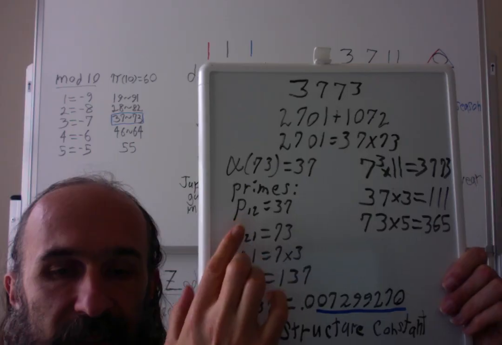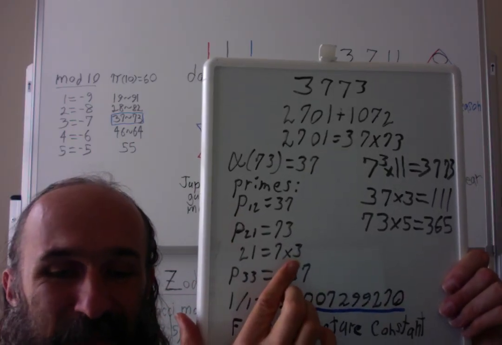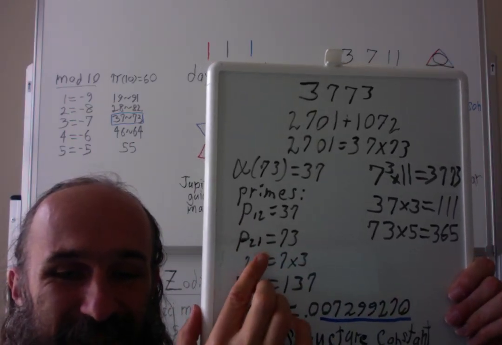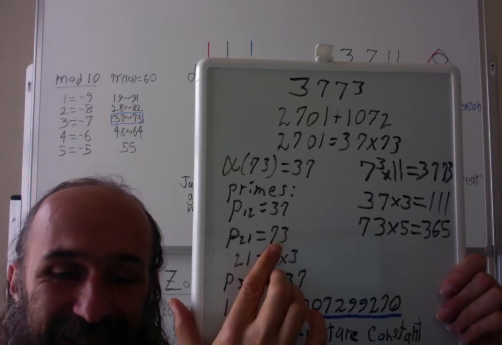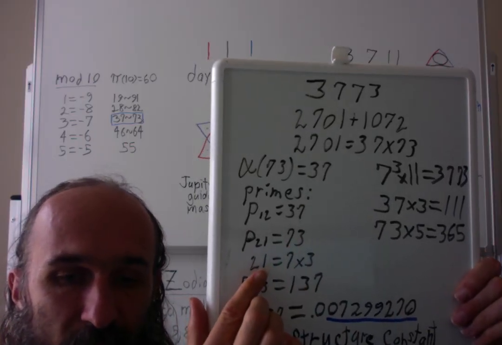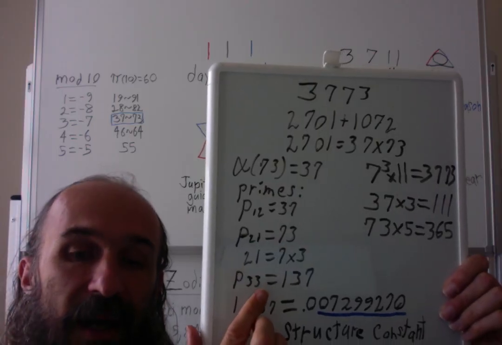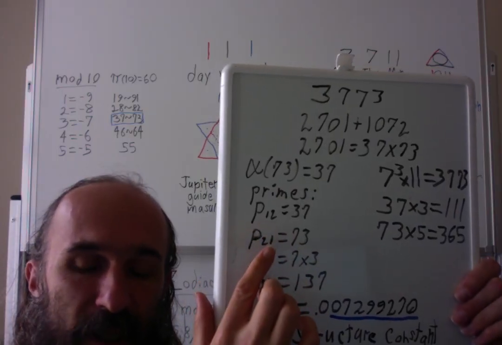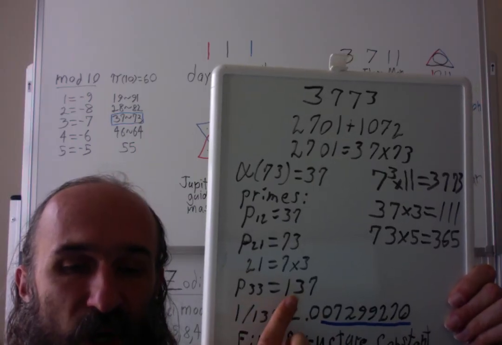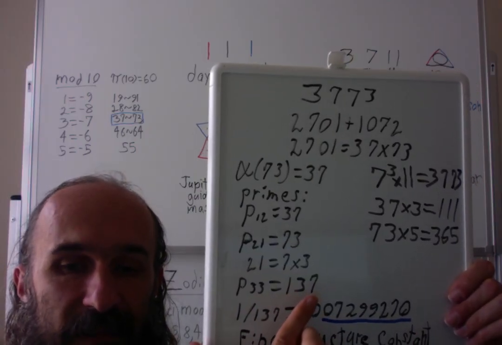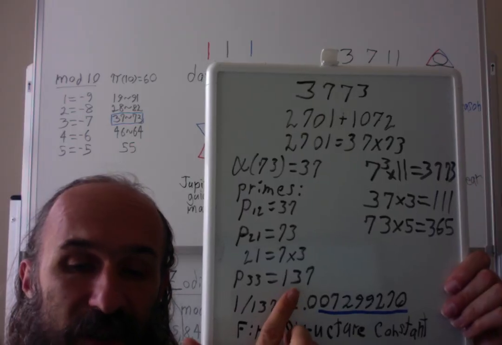And then if we remember, we multiply 7 times 3, we get 21. And this is the 21st prime. 7 times 3 is 21. And then if we add 12 and 21 together, we get 33. The 33rd prime is 137, which we mentioned earlier.